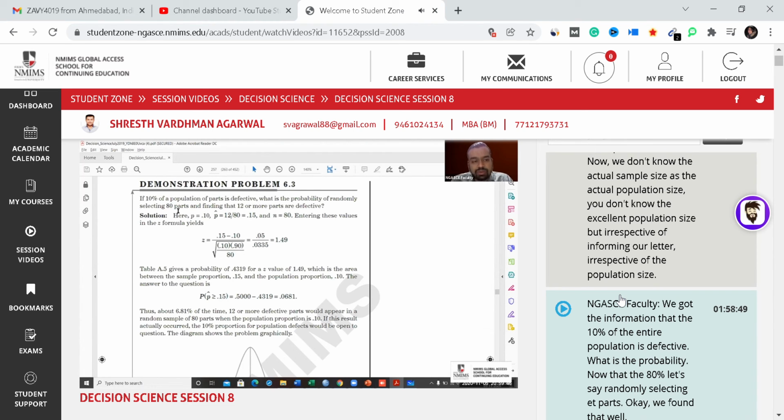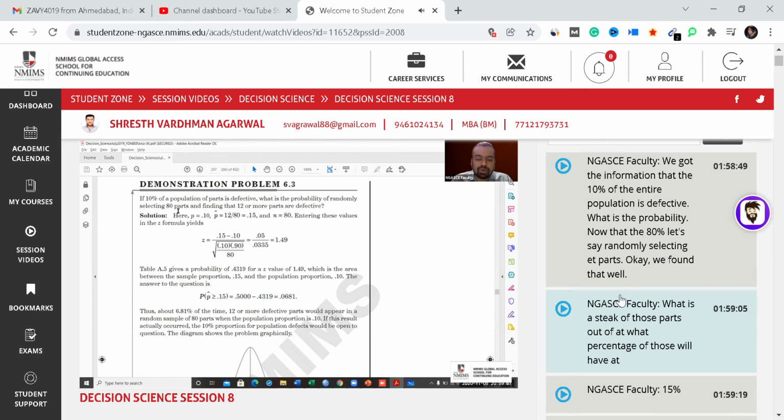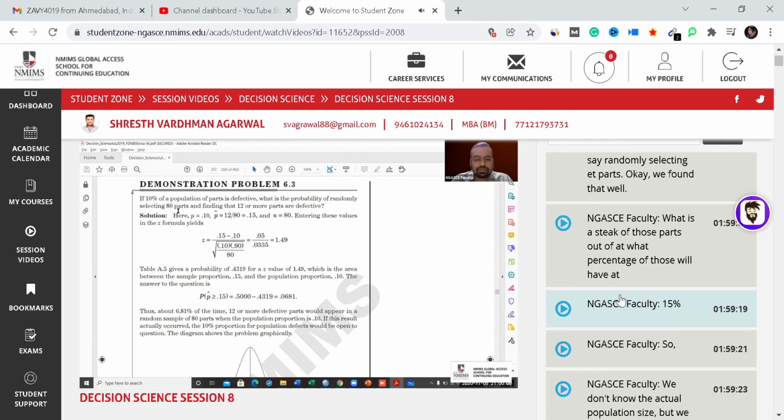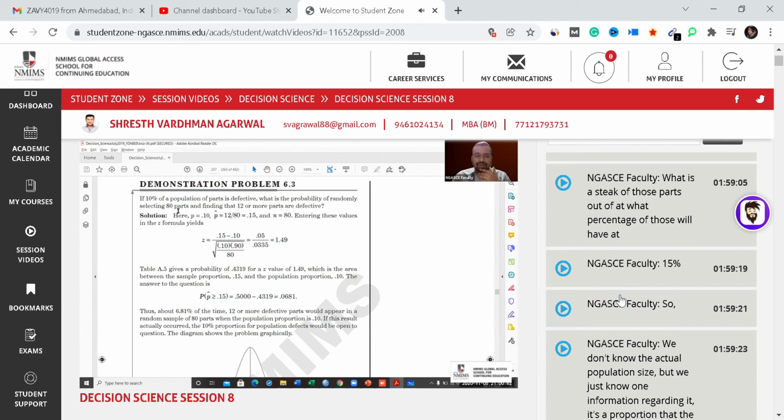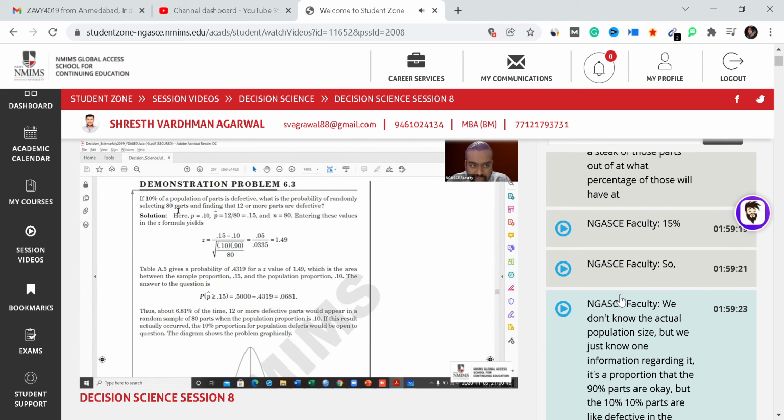What is the probability now, let's say randomly selecting 80 parts, we found that 12. What percentage of those 12 of 80? 15%. So we don't know the actual population size, but we just know one piece of information regarding it. It's a proportion: 90% of parts are okay, but 10% of parts are defective in the population.